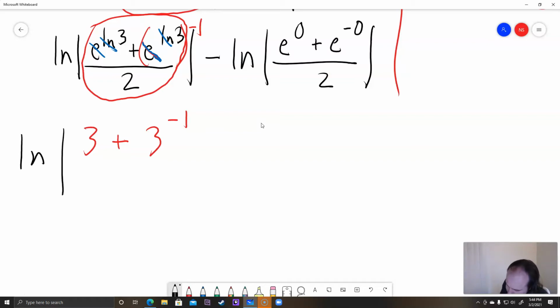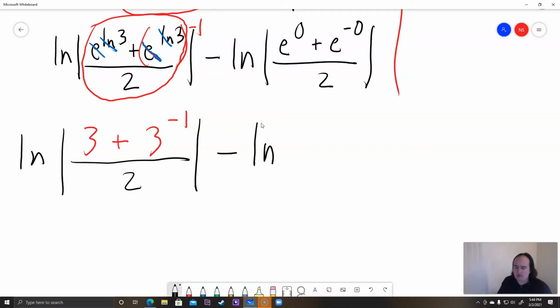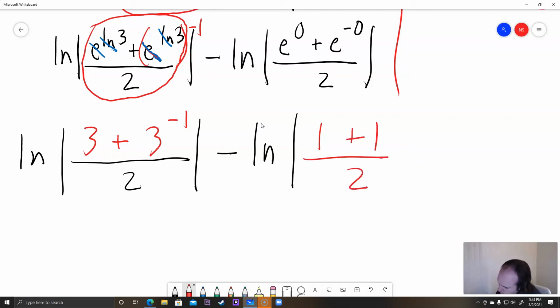So we have ln of absolute value of 3 plus 3 to the negative 1 all over 2 minus ln of, well, what's any number to the 0? Any number to the 0 is just 1. So e to the 0 is just going to be 1, and e to the negative 0 is the same as e to the 0. That's also 1. Okay, so for the second one, we're going to have natural log of 1 plus 1 over 2.